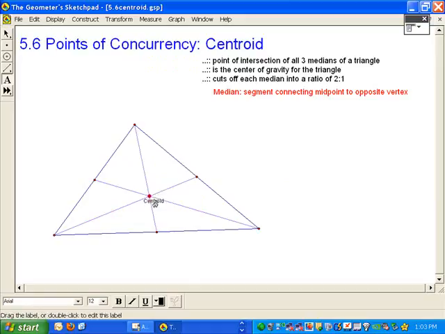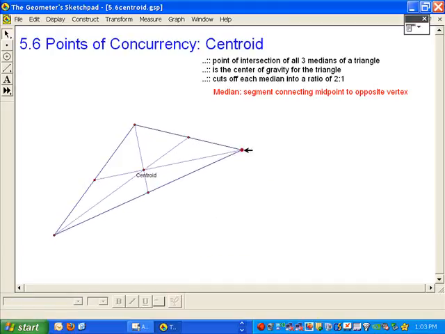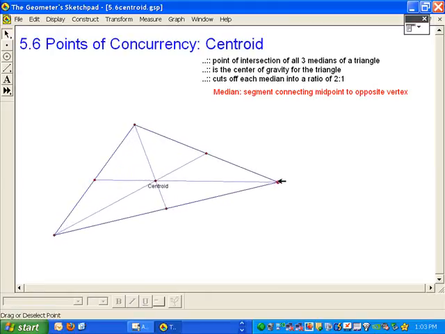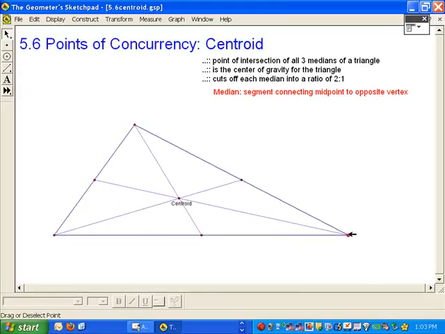Okay, the centroid of a triangle is its balance point. It's the center of gravity for the triangle. What that means is if you were to cut out this triangle and try to balance it on a nail or a pencil, if you place that right on the centroid, it would balance perfectly. So it is the balance point for the triangle. So do you think that'll ever fall outside the triangle? No, it's going to stay in the interior of the triangle.